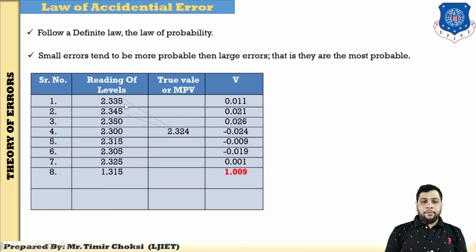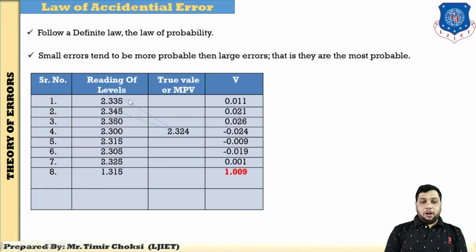For example, here I have taken the readings of a level, and these are the true value or most probable value. I have taken the average. Now the difference between observed value minus true value gives a residual error. The small size of error is more probable than the larger error. Here the size of error is 0.11, which is small, but the number of such errors is more.